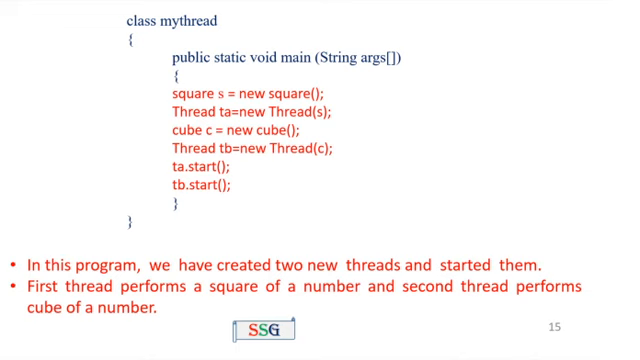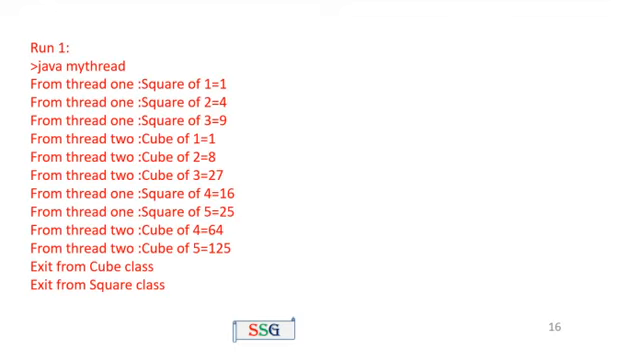Here the first thread performs the square of the number, and the second thread performs the cube of the number. The outputs are the same, but the sequence may vary because of the processor switching from one thread to another. I am going to execute java MyThread the first time. Thread 1 executed 3 times: square of 1, square of 2, square of 3. The next one, cube of 1, cube of 2, cube of 3.